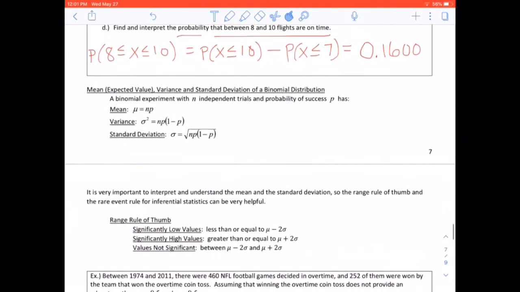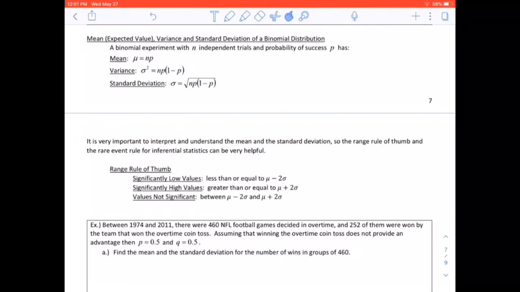The next thing that we have on here is going to be the mean, which is also called the expected value that we saw earlier, the variance, and standard deviation for the binomial distribution. And so we have a binomial experiment with n independent trials and probability of success p has a mean equal to n times p, a variance equal to n times p times 1 minus p, and a standard deviation equal to the square root of that variance formula that we had up above.